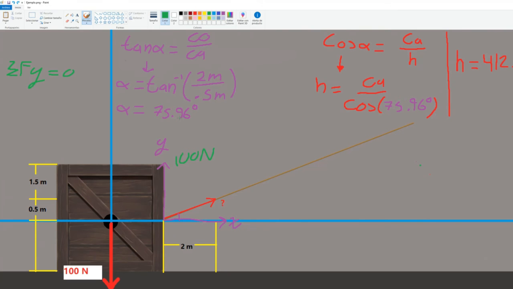Now we can use the equation of cosine, and let's clear the hypotenuse from it and replace the values we have of the angle. Here is the original equation of cosine, and here is clearing the hypotenuse. We have a result of 412.2 Newtons. And that will be our force of the rope.